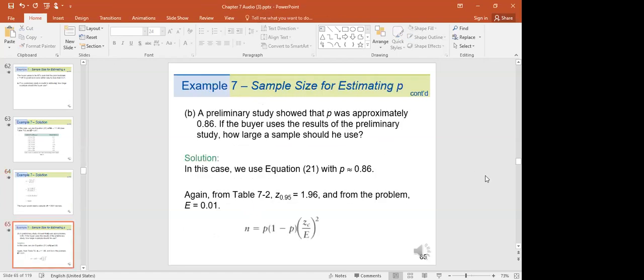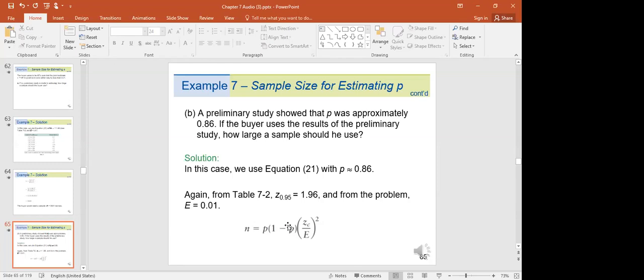Now, I told you there are two methods, one in which a preliminary study is not made about the population, and the second, a preliminary study is made in which 86% of corn purchased from this farmer will pop. So how large a sample will he need in order to be sure by not more than 0.01 that he will get the proportion of corn in general from the farm? So how many corn should he purchase?